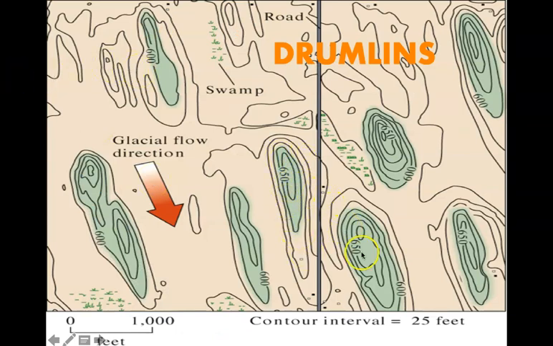it's just this field, if you would, of these elongated hills. And they'd all kind of be pointing in a particular direction. You see how these are all sloped this way? All right, and that tells us that the glacier was flowing in that direction. Pretty cool.